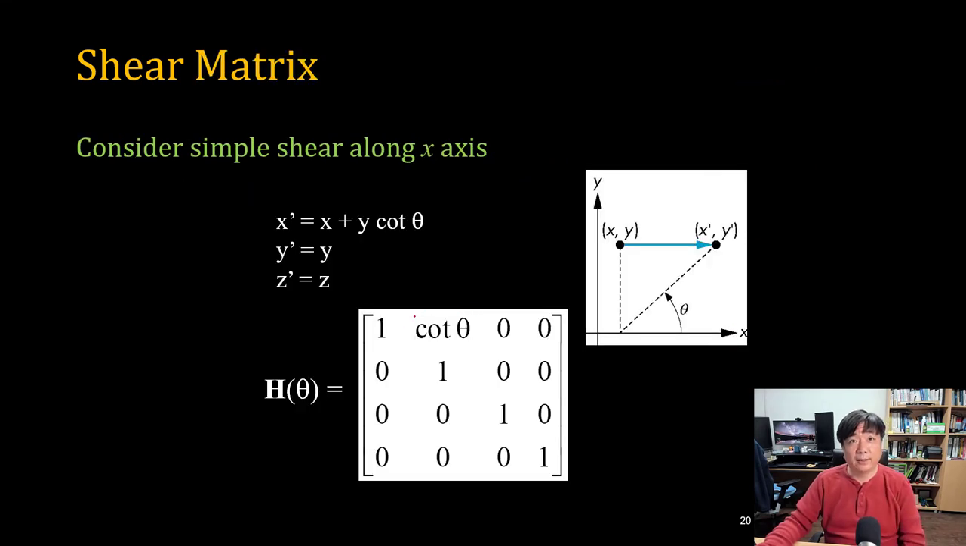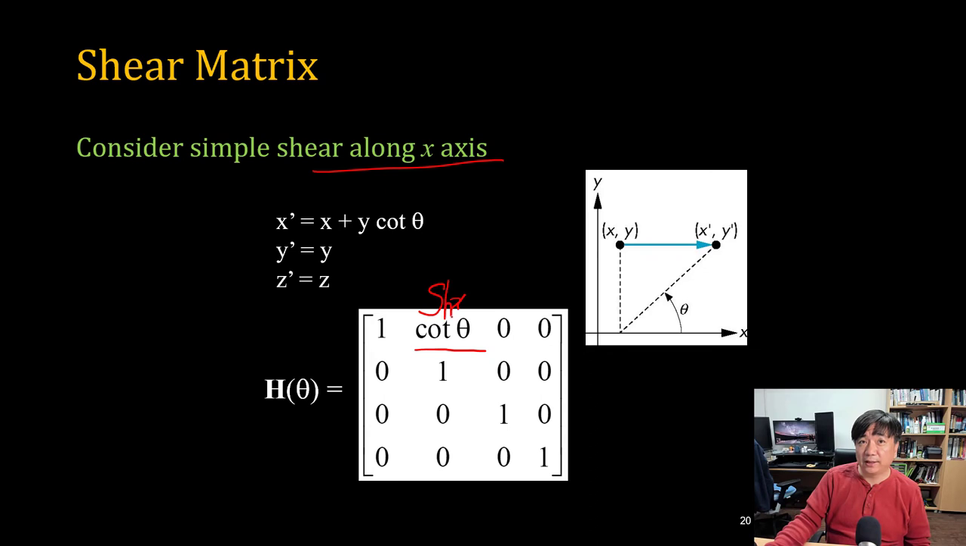So how to make it? For example, in shearing along the x-axis, cotangent theta is used for shearing. If the shearing angle is theta, then we can get it with cotangent theta, with this equation. This value is the shearing x value, and sometimes we call this component the shearing y value element. So we can get this transformation.